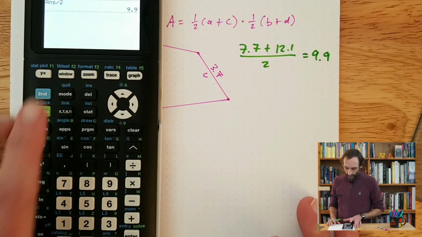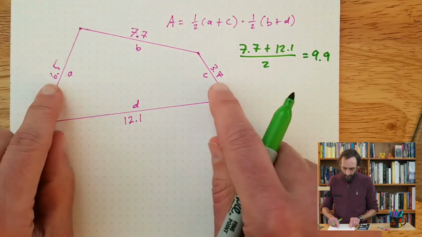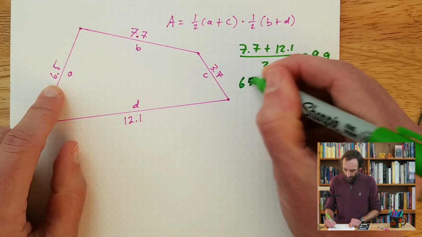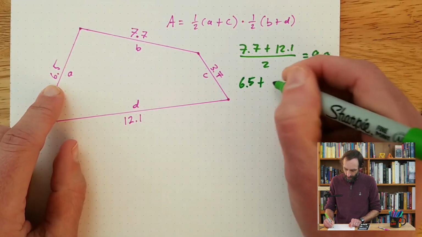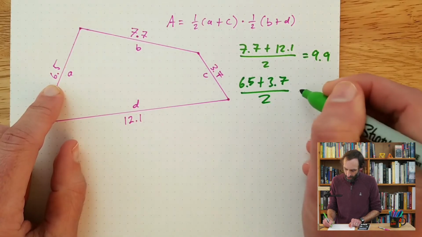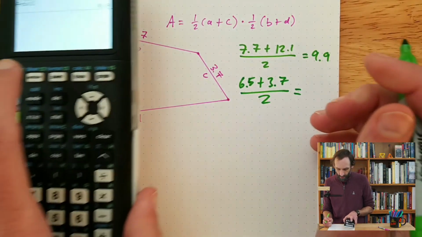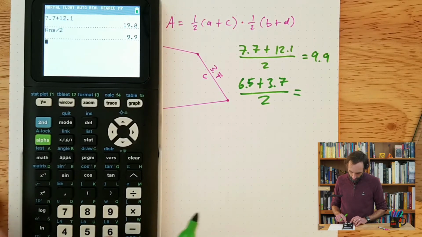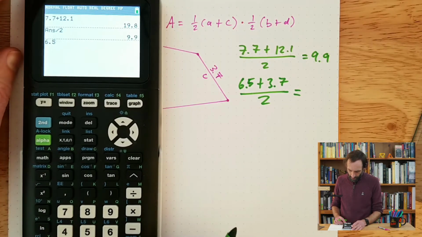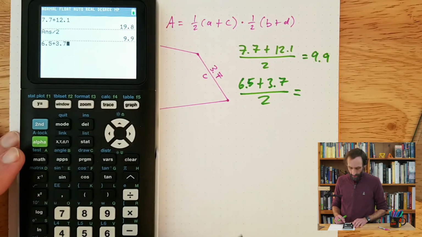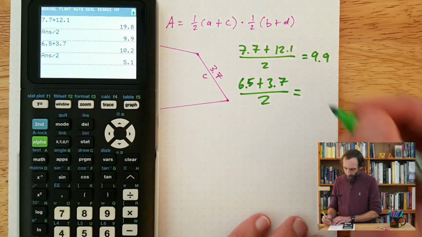9.9. Now I'll take the average of these two sides. So 6.5 plus 3.7, divide by 2, and again I'll use the calculator to figure that out. And let's see, 6.5 plus 3.7, and I'll divide that answer by 2, and I get 5.1.